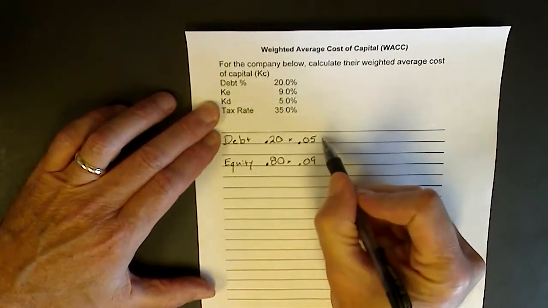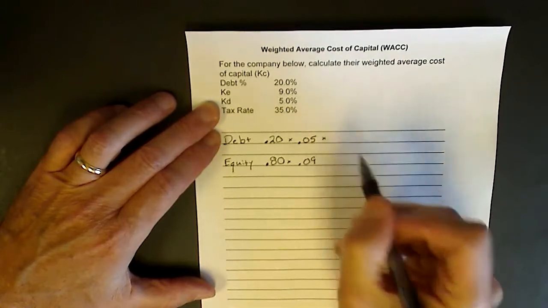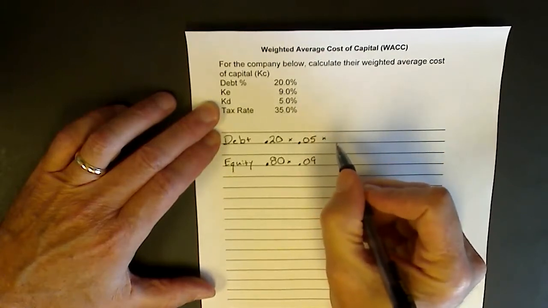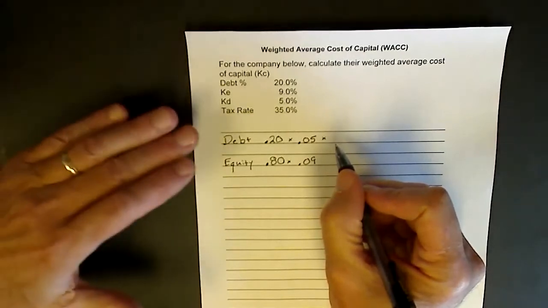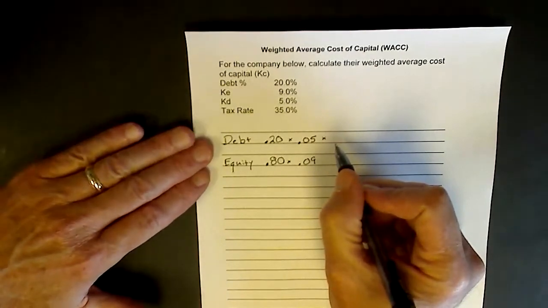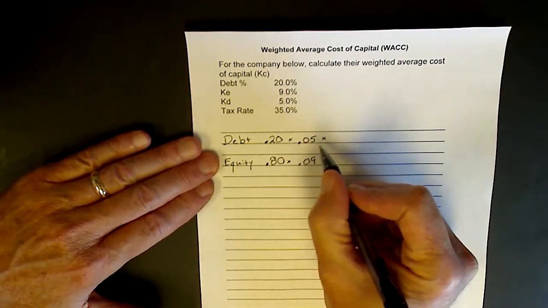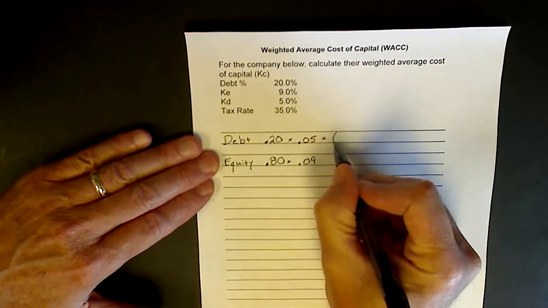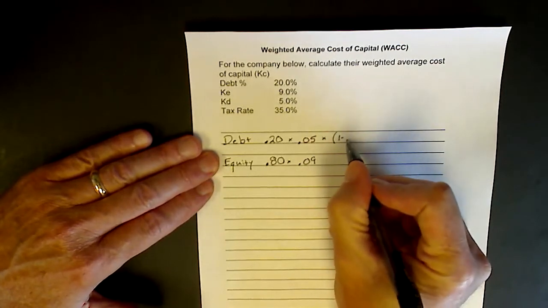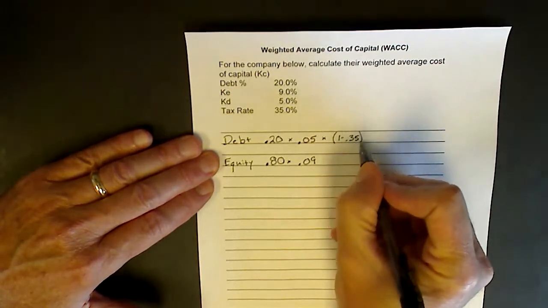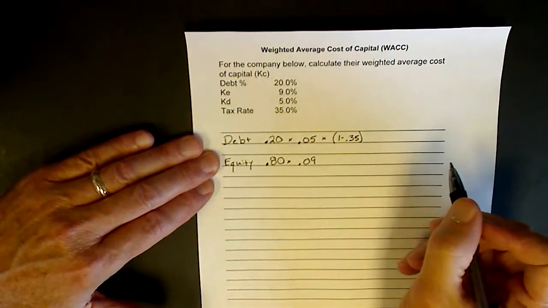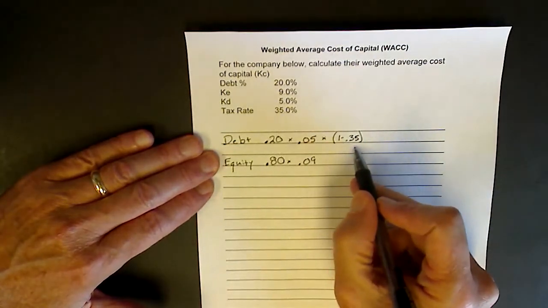The last step is, because interest is tax deductible, the company, in a sense, gets a tax break on the interest they pay. So their actual cost of debt is 1 minus the tax deduction that they get on the debt. So you take 1 minus the tax rate.